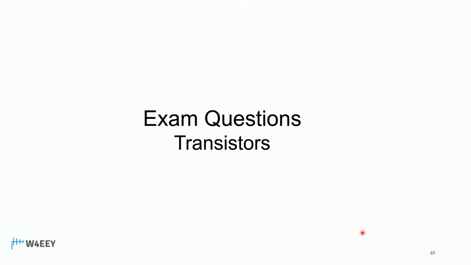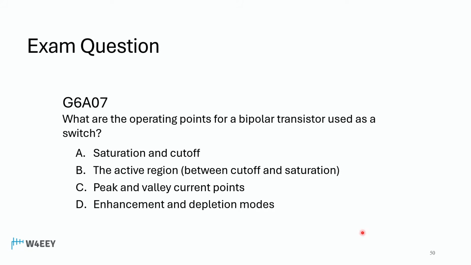We are just skimming the surface here. There's tons and tons of information behind all of this. It's in the reference material I shared on that second slide, and we'll get into this in more detail in future classes. So just from what we've talked about, what are the operating points for a bipolar transistor used as a switch?